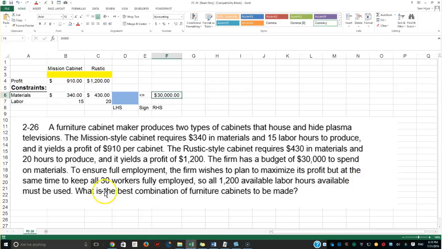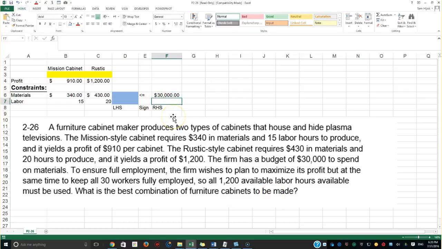To spend on material to ensure full employment, the firm wishes to plan to maximize its profit, but at the same time to keep all 30 workers fully employed. So all 1,200 available hours must be used. So what is the best combination of furniture to be made?